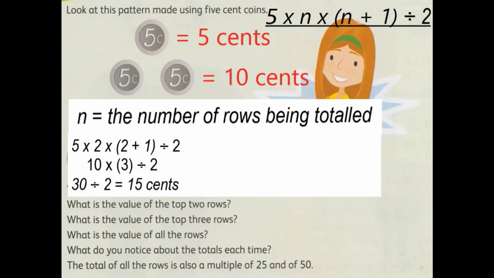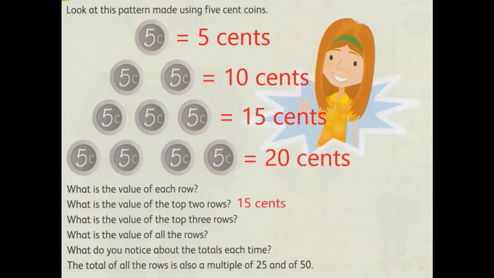So again, using this formula, 5 times n times n plus 1, divided by 2, should be able to give you the answer for the questions that they're asking. So that is the value of the top 2 rows. Let's look at the next question now. And that says, what is the value of the top 3 rows?